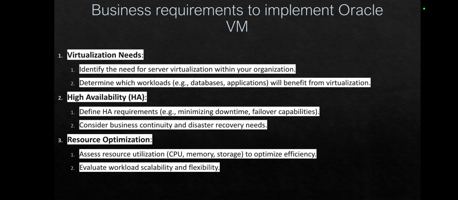Business requirements. 1. Virtualization needs. Identify the need for server virtualization within your organization. Determine which workloads, for example database applications, will benefit from virtualization. 2. High availability. Define high availability requirements, for example minimizing downtime or failover capabilities. Consider business continuity and disaster recovery needs. 3. Resource optimization. Assess resource utilization, CPU, memory, storage, to optimize efficiency, and evaluate workload capability and flexibility.